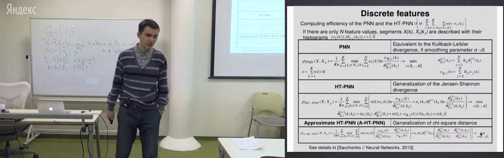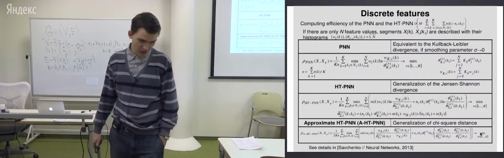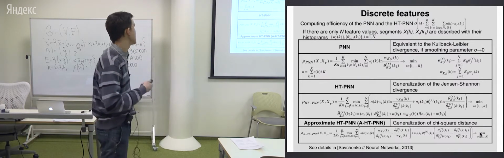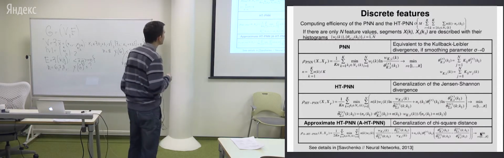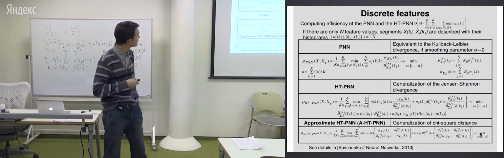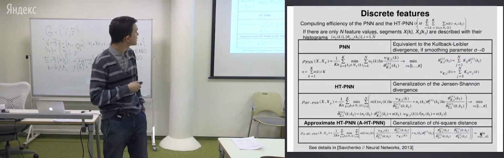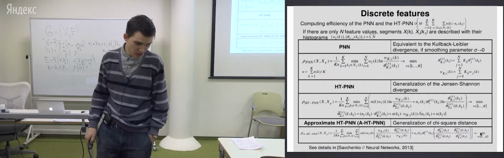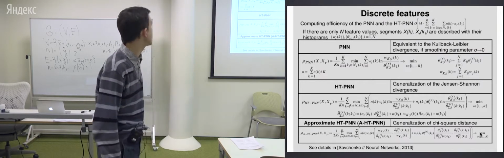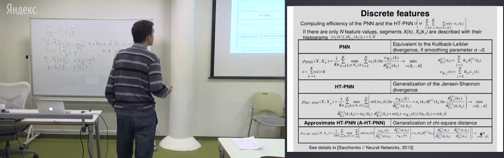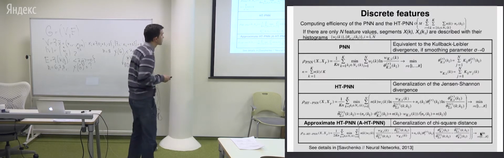So we describe each segment with its histogram and convert this to some known criterion. Here is a probabilistic neural network. In fact, it's some generalization of the Kullback-Leibler, I mean, minimum information discrimination principle. Here is our approach, and here is our approximation.